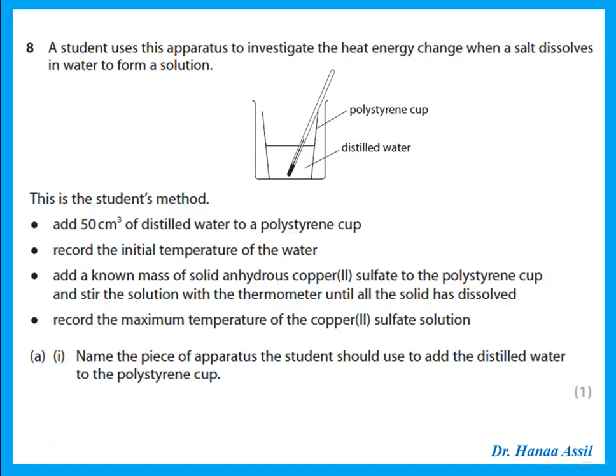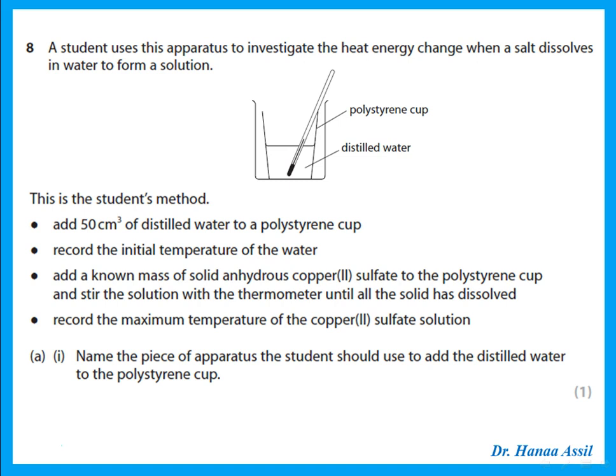Question 8 says a student uses this apparatus to investigate the heat change when a salt dissolves in water to form a solution. This is the student's method. Add 50 centimeter cubed of distilled water to a polystyrene cup. Record the initial temperature of water. So he put 50 centimeter cubed and recorded the initial temperature. Now add a known mass of solid anhydrous copper sulfate to the polystyrene cup. Stir the solution until all the solid has dissolved. Record the maximum temperature of the solution.